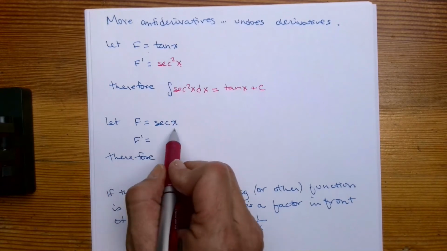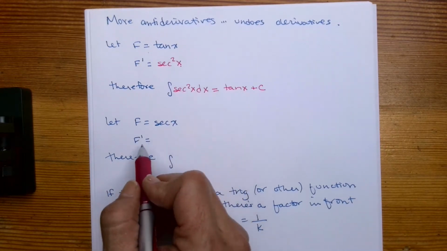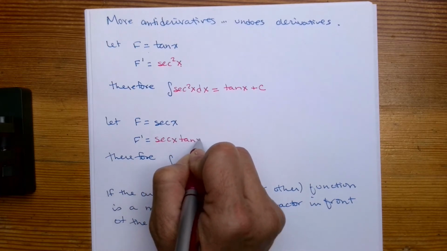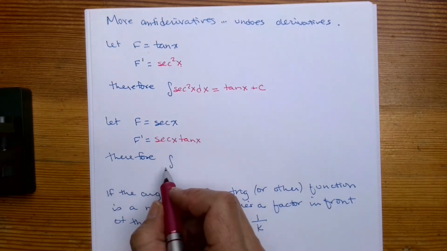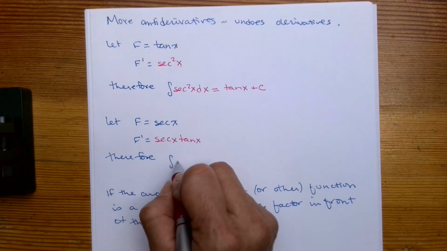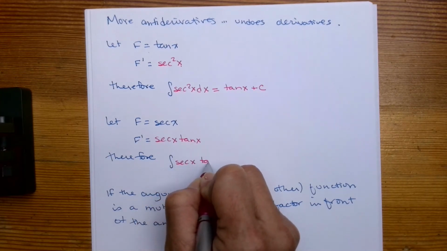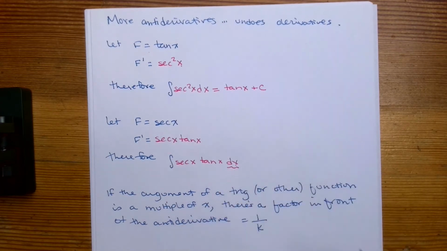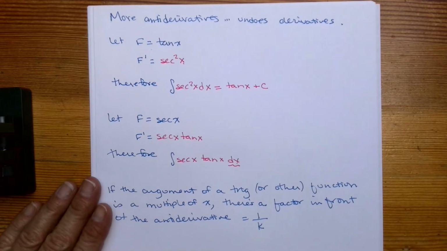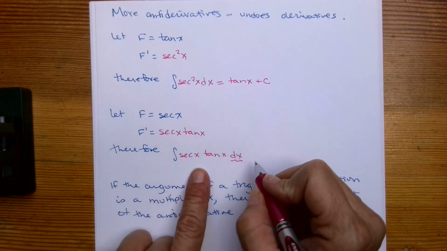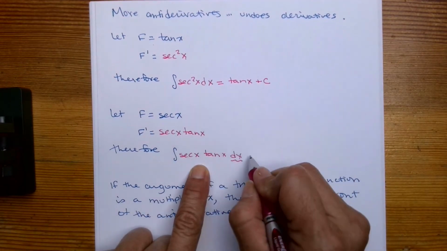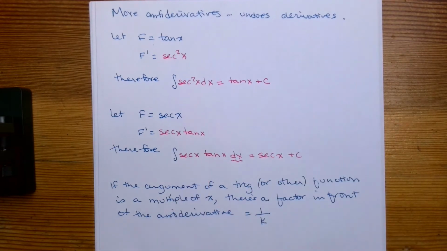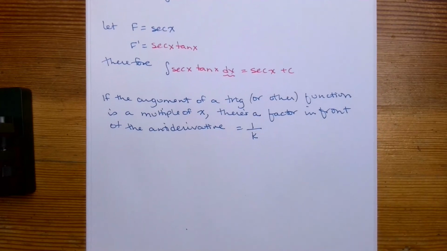Okay, so what if f was secant x? F prime would be, right, secant x tangent x. Therefore, right, the integration version of that, we integrate secant x tangent x dx. You have to have the dx there to let everybody know, right, who's playing the variable, what you're integrating with respect to. So the integral of that derivative gets us back to the original function. Again, plus c.